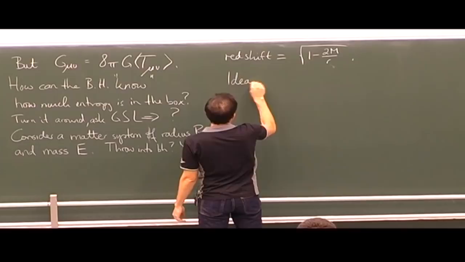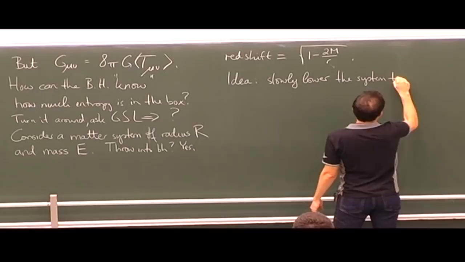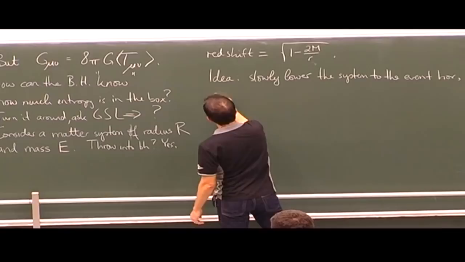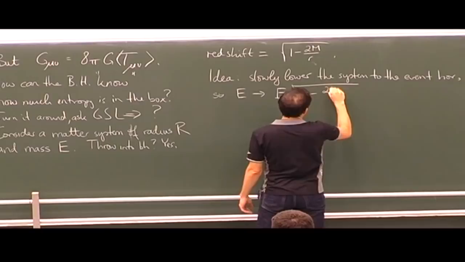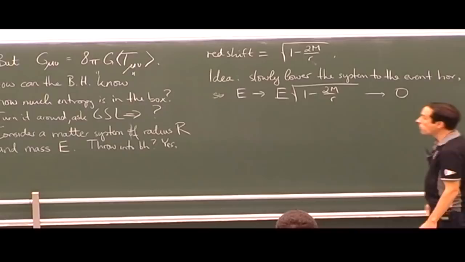So we'll slowly lower the system to the event horizon. So that E goes to E times 1 minus 2m over r, and that goes to 0. Okay, and that way we're not adding mass to the black hole. All right, but we can't actually quite do that.